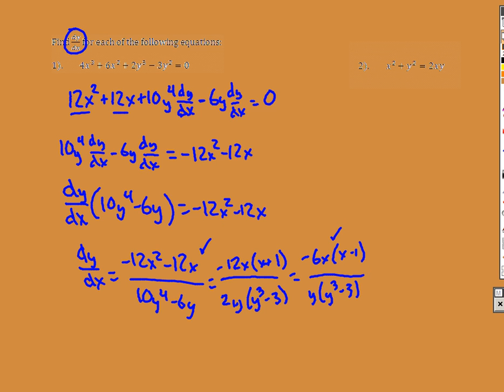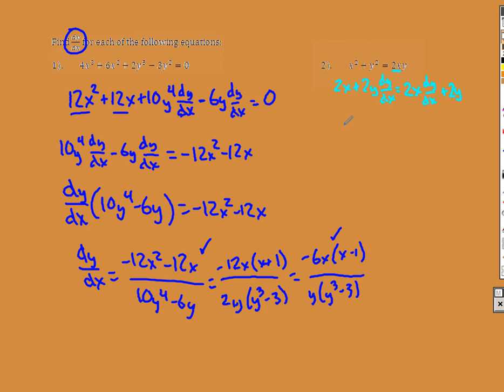Okay, number 2. This one, again, we'll have 2x for the first term. We'll have 2y dy/dx for the second term. And then for the right-hand side, we're going to have a little bit of product rule going on right here. So first times derivative of the second. We're going to say 2x is my first. So 2x times derivative of y is dy/dx, plus the second, which is y, times the derivative of 2x, which is just 2. So 2y.